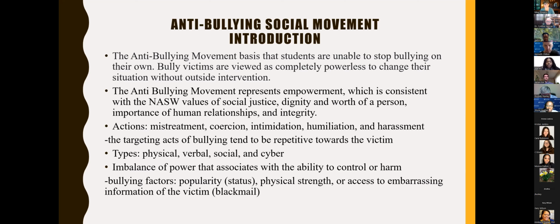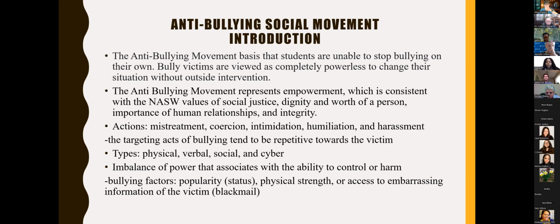Some of the actions include mistreatment, coercion, intimidation, humiliation, and harassment. The targeting acts of bullying tend to be repetitive towards the victim. The types to be considered are physical, verbal, social, and cyber, which you can imagine cyber is the most trendy because technology has evolved. I remember being in high school when Facebook came out, and now there's Instagram and TikTok. So you can just imagine how bullying has evolved.